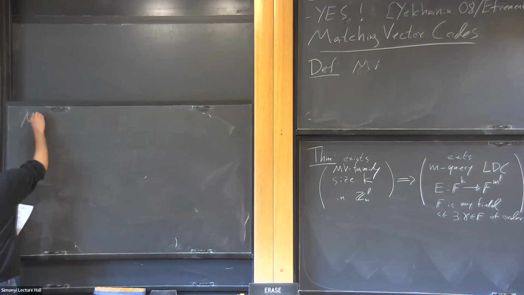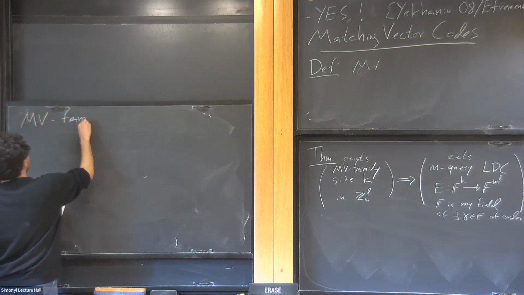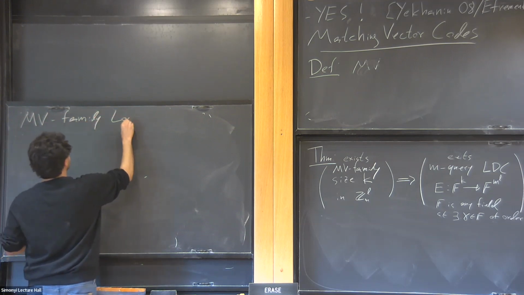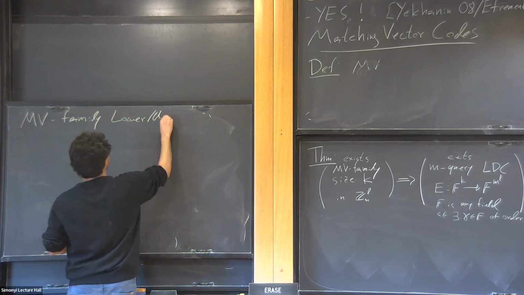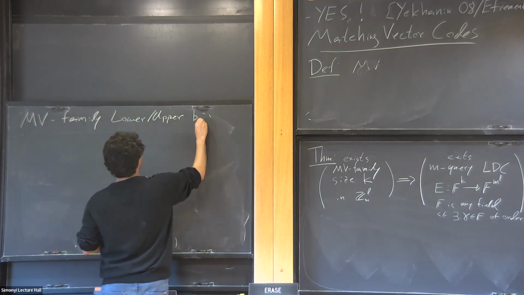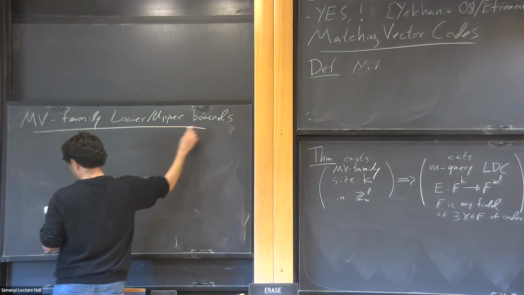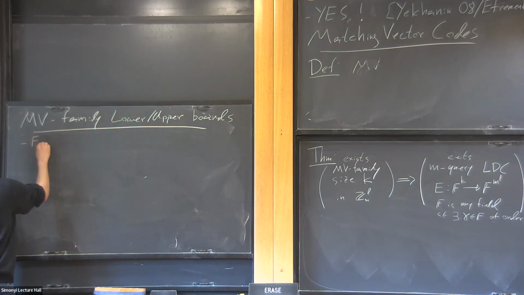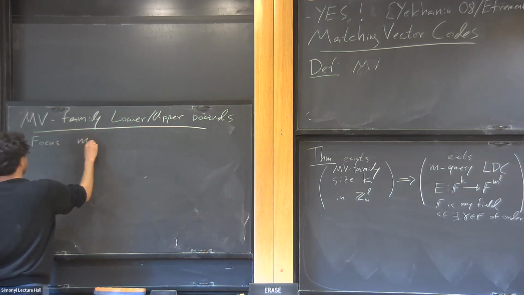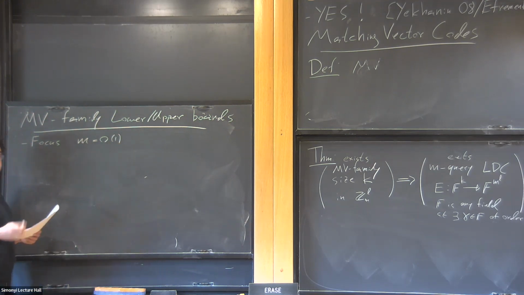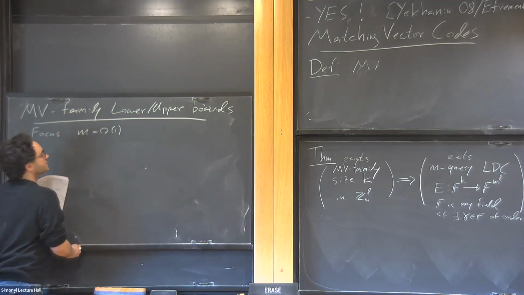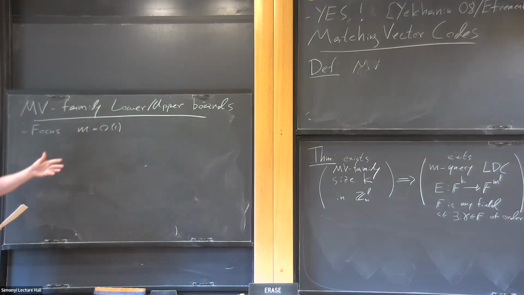Let's just focus for this talk on M, which is a constant. You can look at growing M, and then we actually know exactly what the answer is, but when M is really big. But for constant M, this is the interesting regime.